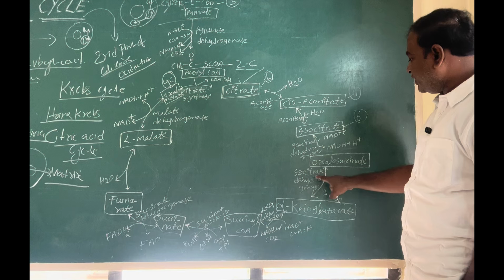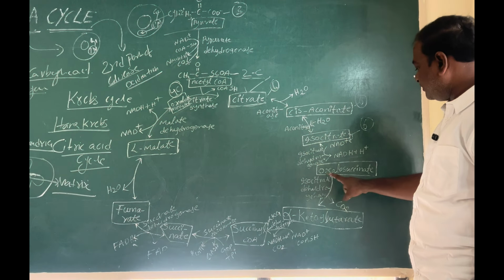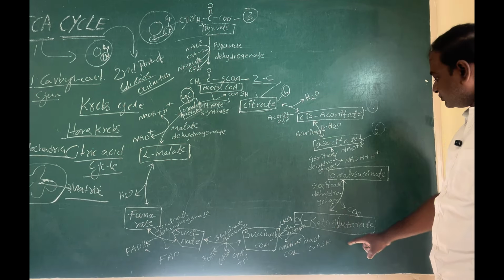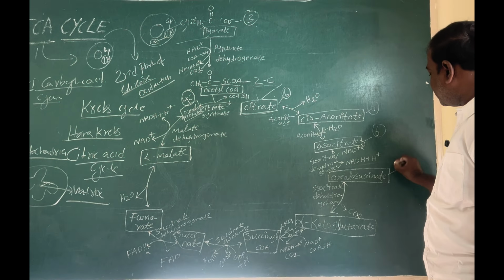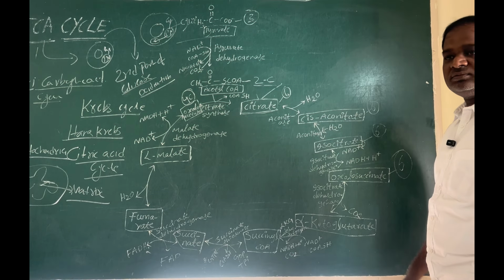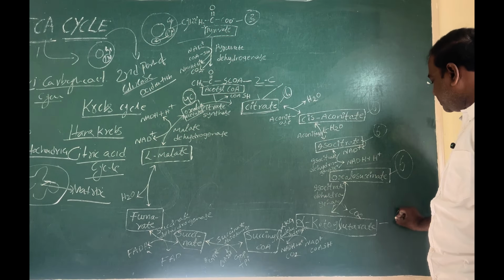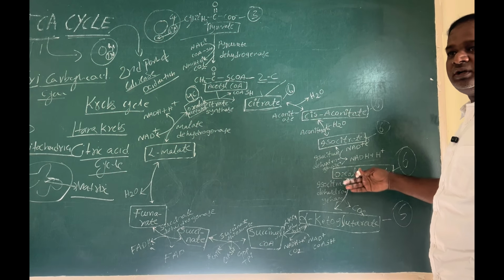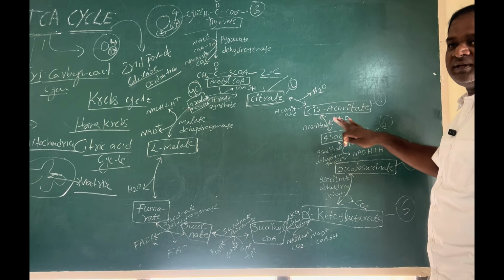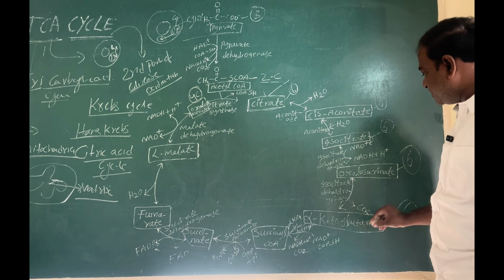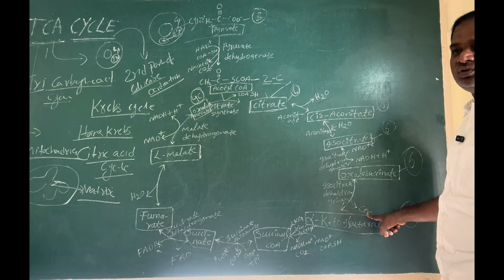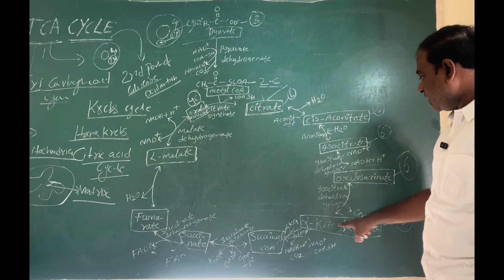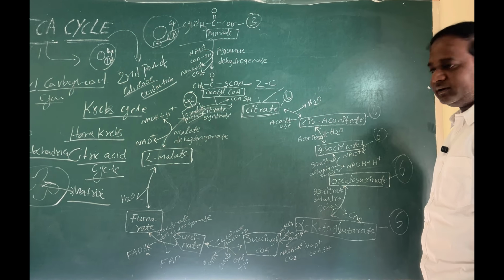So isocitrate dehydrogenase, the same enzyme, will convert oxalosuccinate to alpha ketoglutarate. Here oxalosuccinate is also a 6-carbon compound, but alpha ketoglutarate is a 5-carbon compound. As already told, when there is a decrease of carbon, there is compulsorily a removal of CO2. So that's why the 6-carbon compound is converted into the 5-carbon compound alpha ketoglutarate.